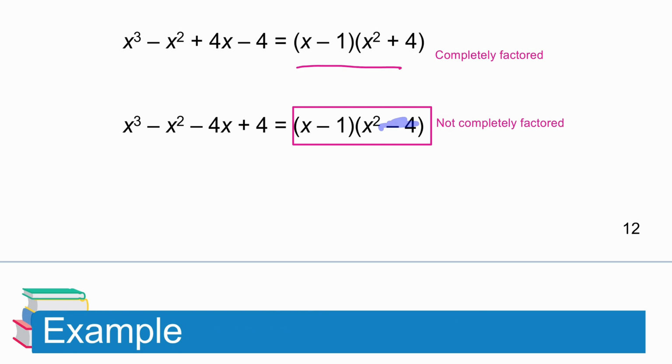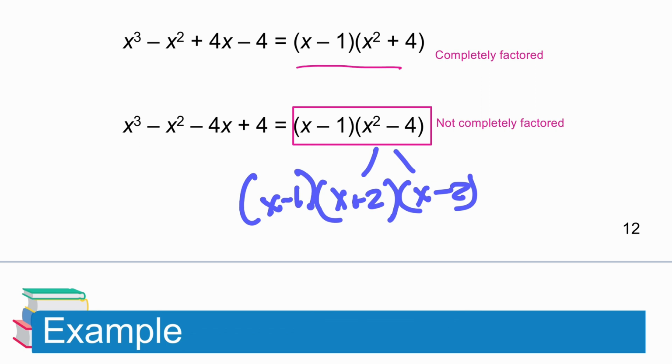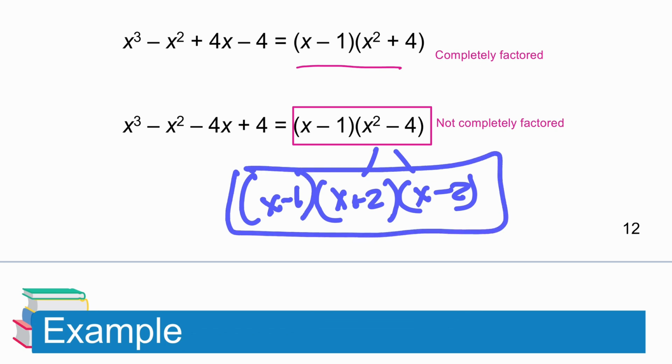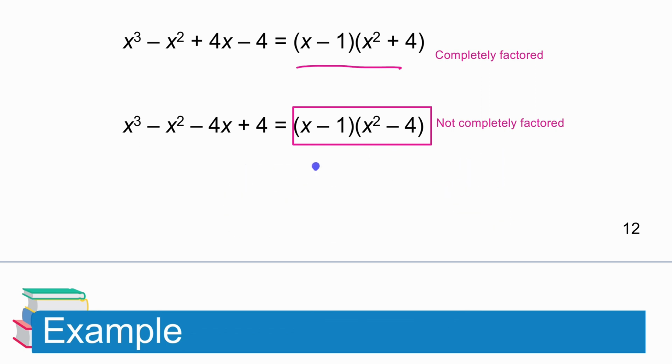So the x minus 4 needs to factor into x plus 2 and x minus 2. So that would need to keep going, and then we would have x minus 1. So this would be the complete factorization, and the previous one is not completely factored.